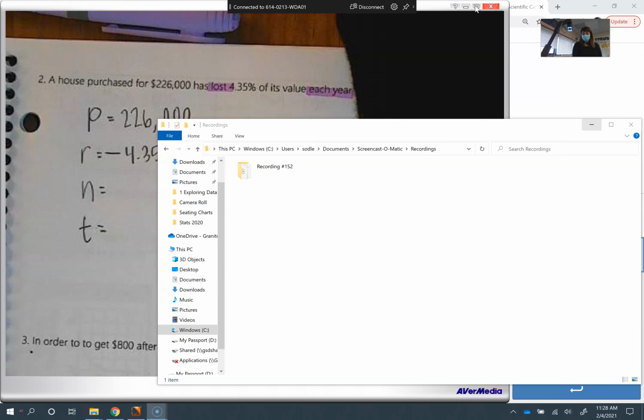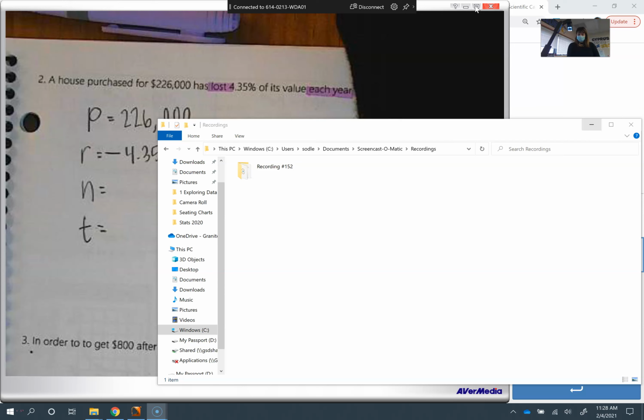Your N is 1 because it said each year. Your period is 1. It loses value once a year. And then lastly, your time that has passed is 5. Your time that has passed is 5 years. So now we can say the amount we have after 5 years, so that's A sub T, and now we fill all this stuff in.